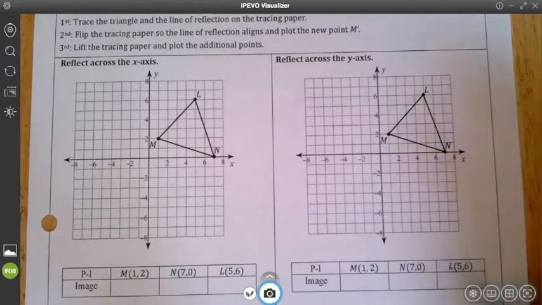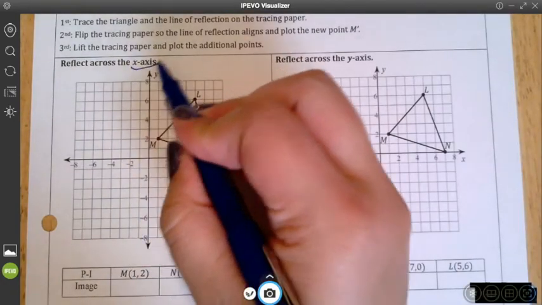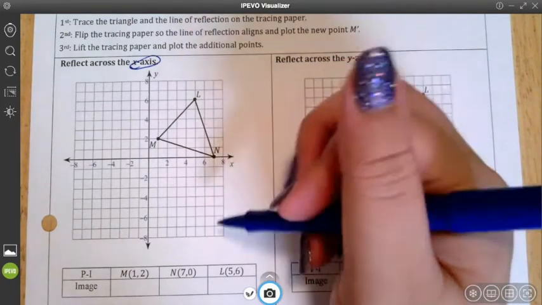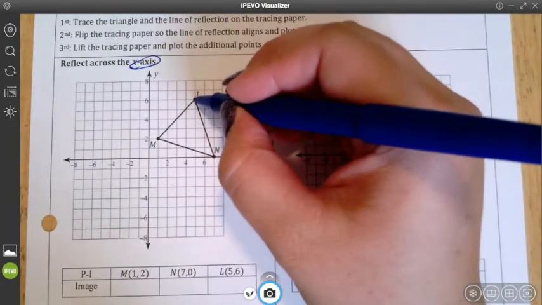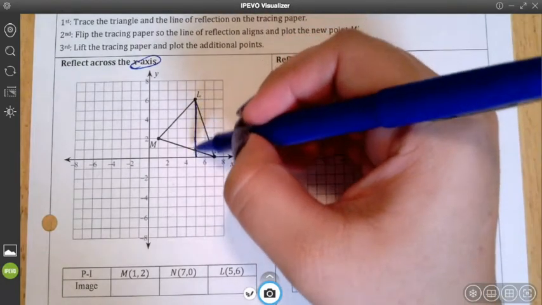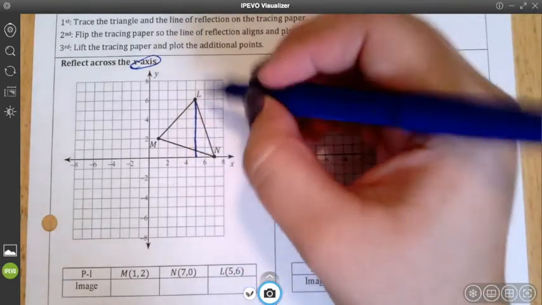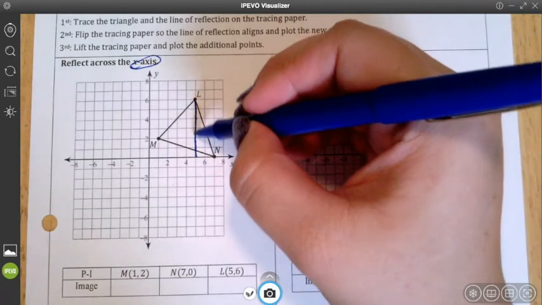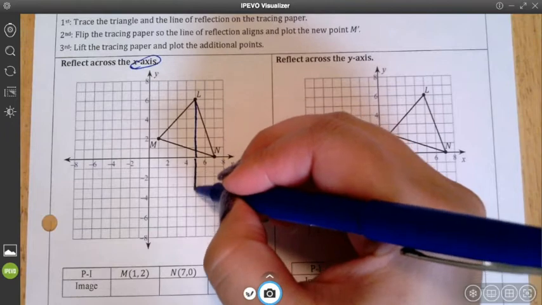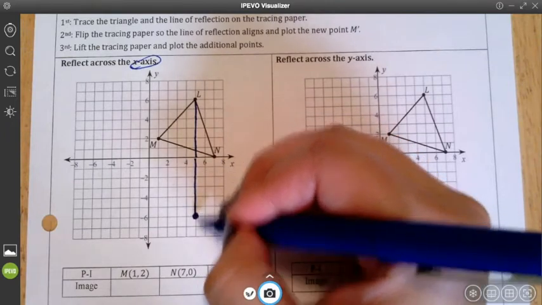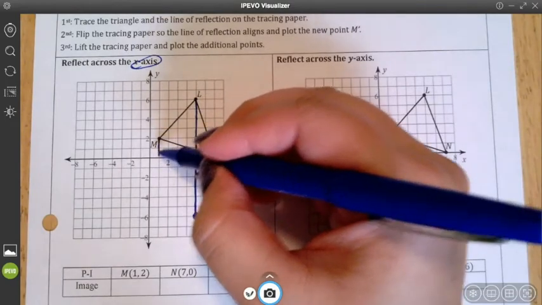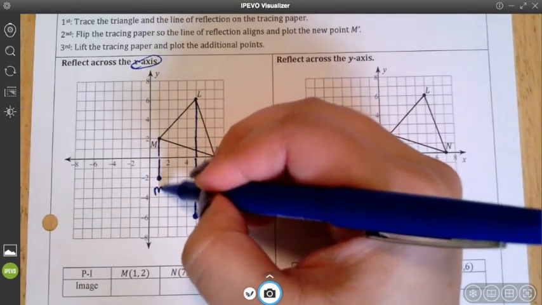So what do I mean? If I want to reflect across the x-axis, I'm going to draw a bunch of vertical lines. And specifically, I want vertical lines from my point across the axis, and then I want to create that same line again below the axis. So this is 2, 4, 6 units. Then I want to create 2, 4, 6 units, and there is L prime. And then M, 2, 2, there is M prime.